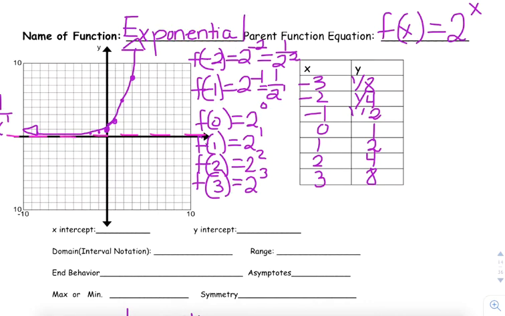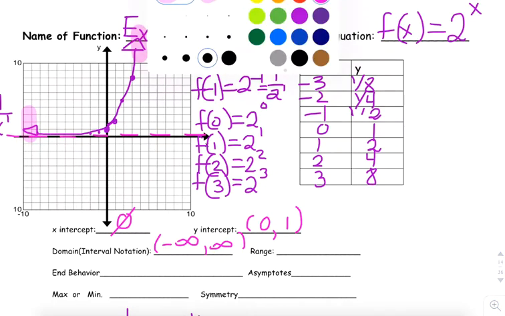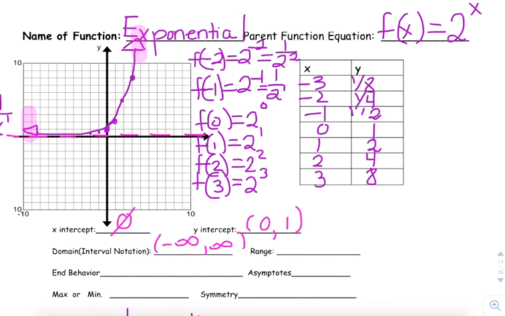So let's see. X-intercept, well, that asymptote blocks us from being able to touch the x-axis, so we actually don't have one here. We do, however, have our y-intercept at 0, 1. Let's talk about our domain. So our domain, if we think about it left to right, we do have all real numbers. However, if we think about our range, bottom to top, we start out at 0.